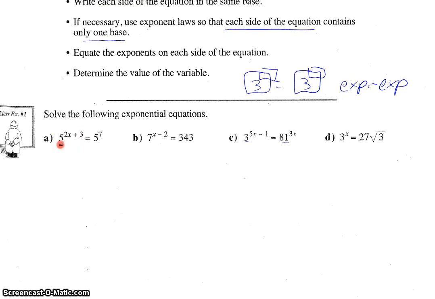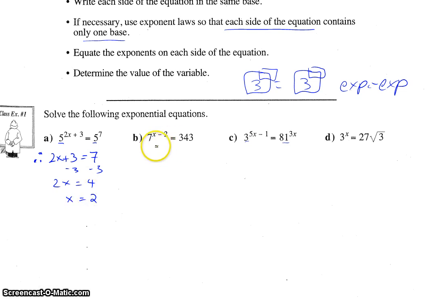Okay, so right away you'll notice we have one term on either side, so that's great. Notice the base, both base 5. So if this 5 to the 2x plus 3 equals 5 to the 7, therefore the exponents would have to equal each other. 2x plus 3 would have to equal 7 for this to be true. Then you just solve the equation like you would normally. Subtract 3 from both sides. You get 2x equals 4, divide both sides by 2, and you get x equals 2.